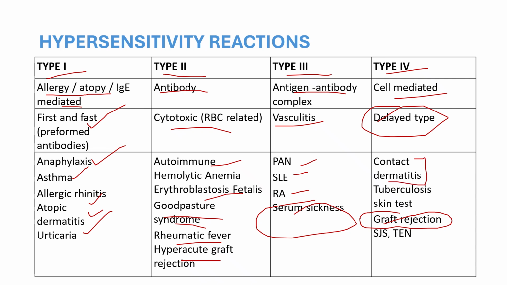Allergic dermatitis or atopic dermatitis is type 1. Contact dermatitis is type 4. Tuberculosis skin test, wherein you inject a purified protein derivative into the skin intradermally, and you read it almost 72 hours later, so it's a kind of delayed type of hypersensitivity. Stevens-Johnson syndrome and toxic epidermal necrolysis, which are extensive hypersensitivity reactions against certain drugs or any kind of thing, come under type 4 hypersensitivity reactions.